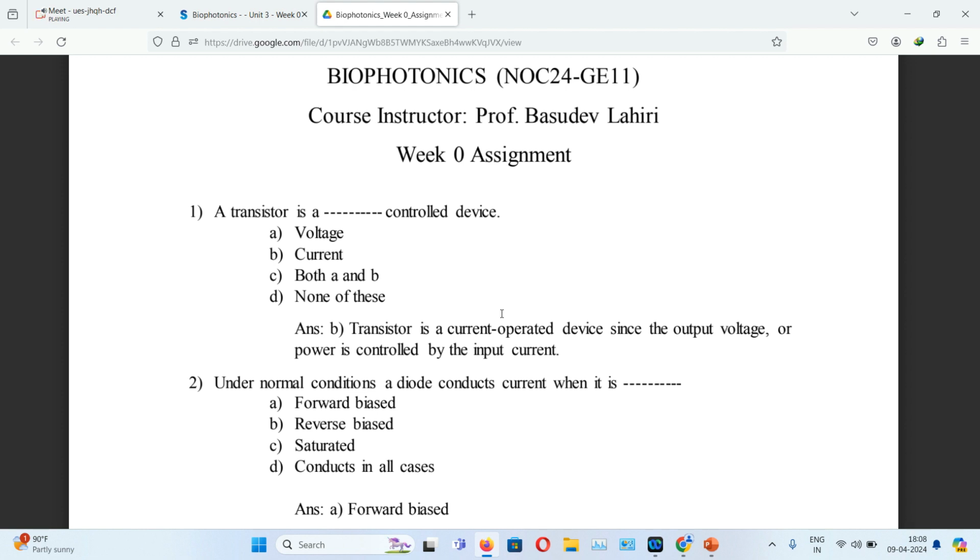A transistor is a dash control device. The question is, a transistor is a dash control device. A, voltage control device; B, current control device; C, both A and B; D, none of these. Answer: a transistor is a current operated device, since the output voltage of the power is controlled by the input current. You can see how it happens. So how is it actually getting controlled, how can we say that a transistor is a current control device?